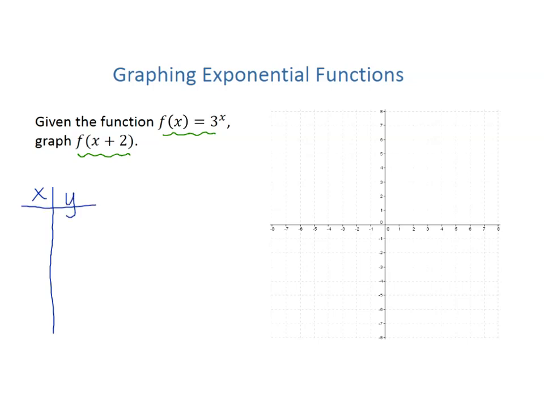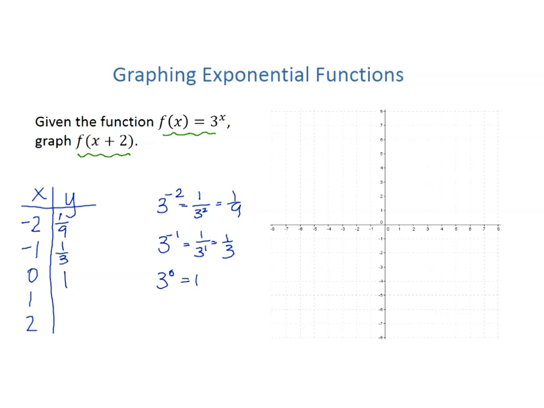So I'm going to do x and y again, and I'm going to use -2, -1, 0, 1, 2, and I'm going to plug those in. 3 to the -2 equals 1 over 3 squared, which is 1/9. 3 to the -1 is 1 over 3 to the first, which is 1/3. 3 to the 0 is 1. 3 to the first is 3. 3 to the second is 9.